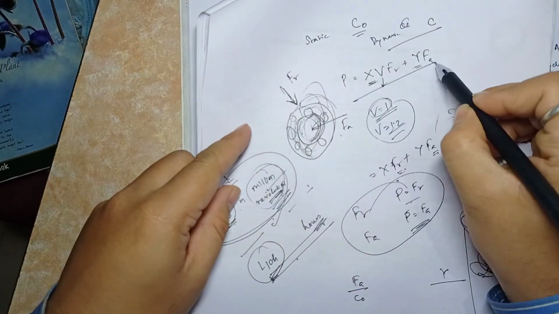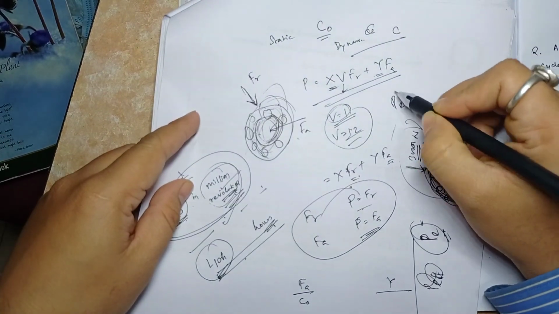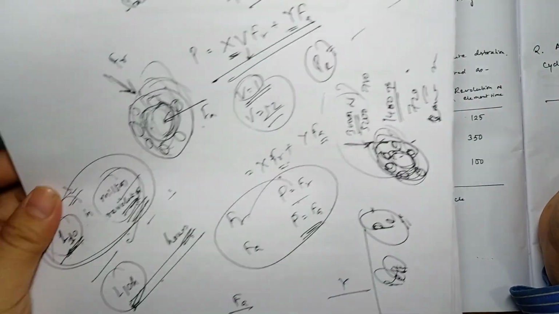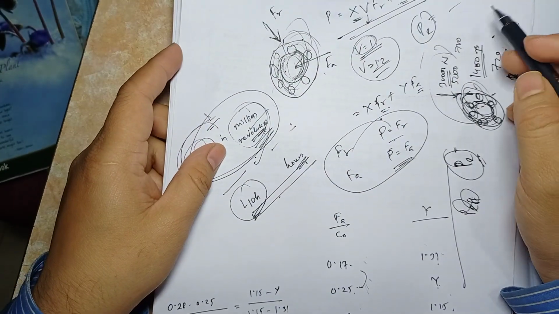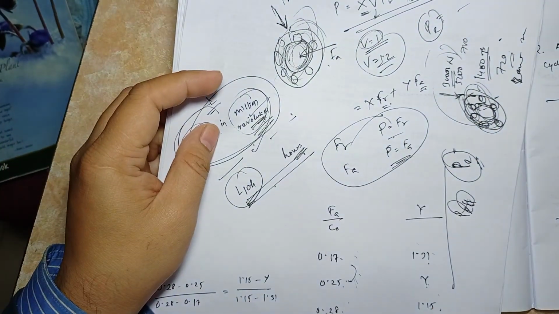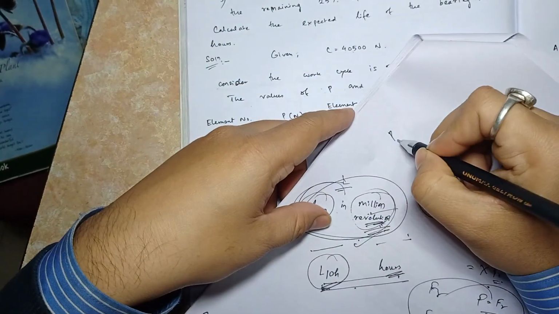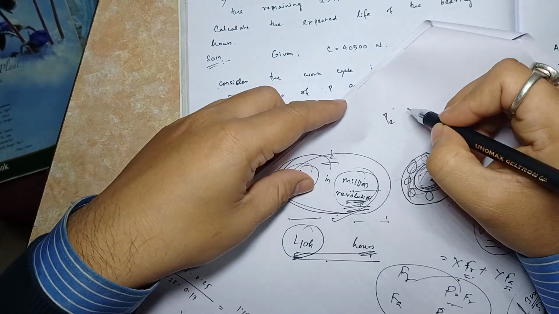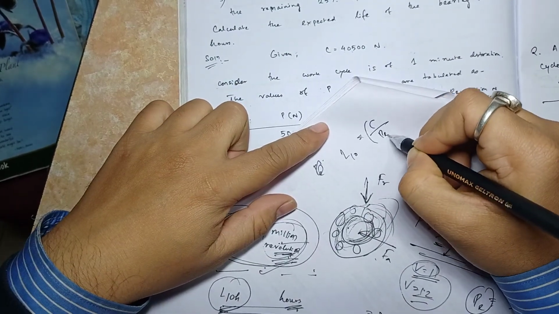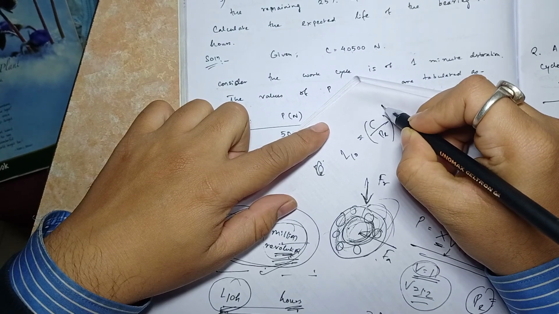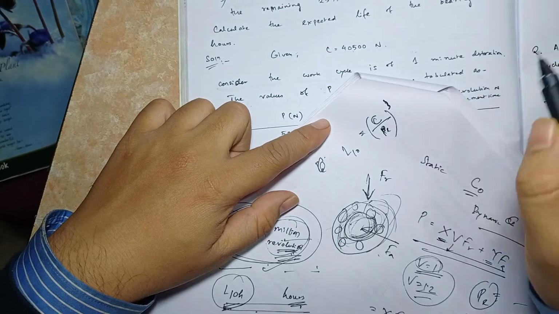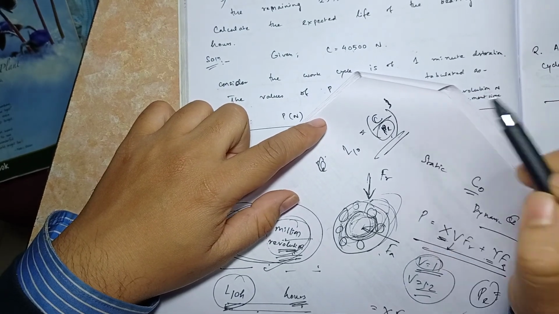Instead of calculating like this, we have to calculate PE separately using a formula that I have given you. So using that formula to calculate, we'll look into that, and the remaining things are the same. Once you get PE, then we can calculate L10 by using (C/PE) to the power 3, from this formula. So again, only PE will change.